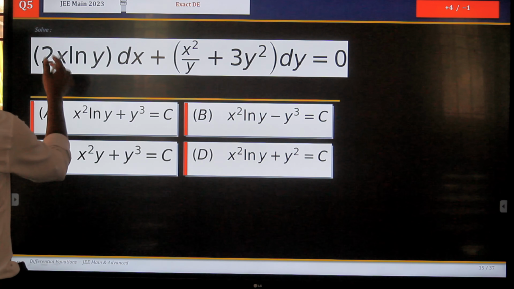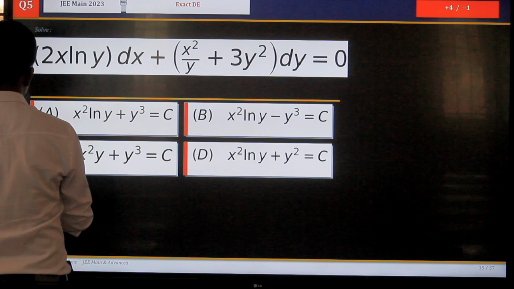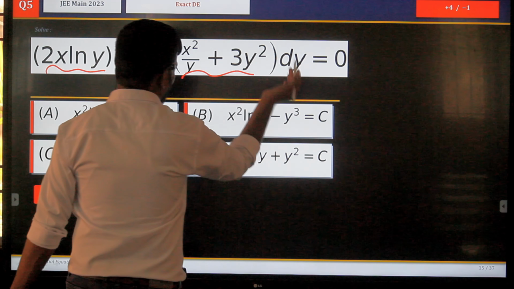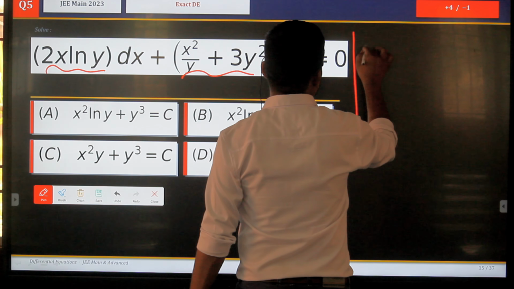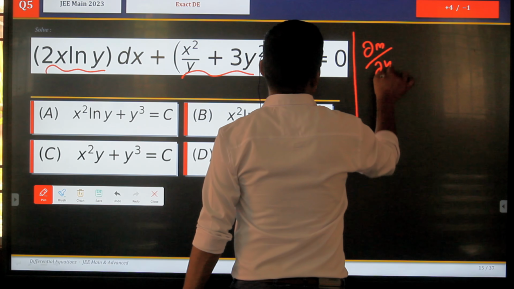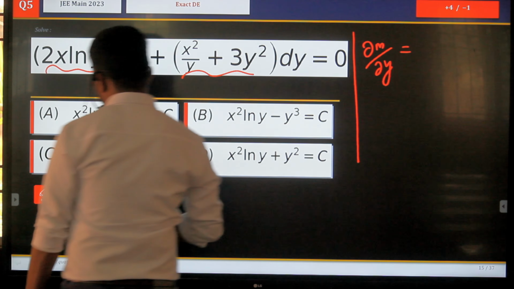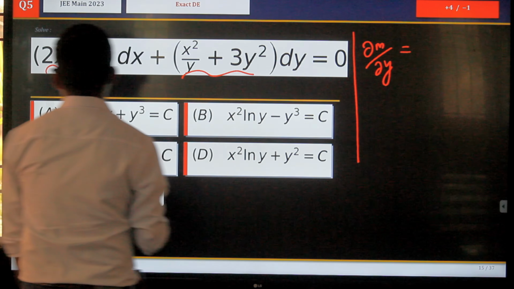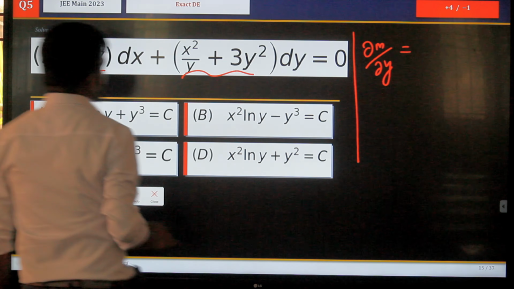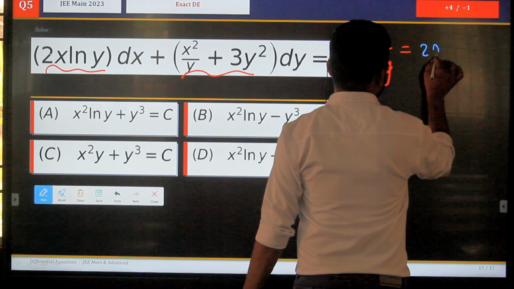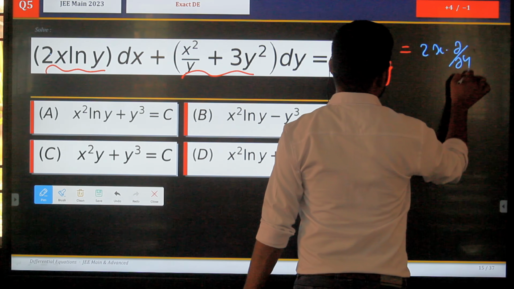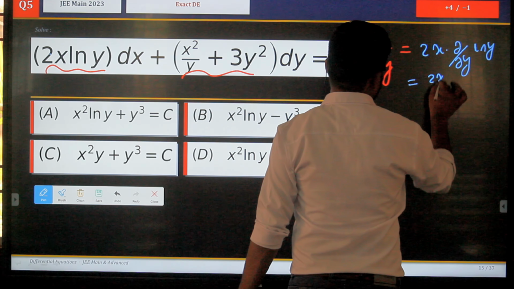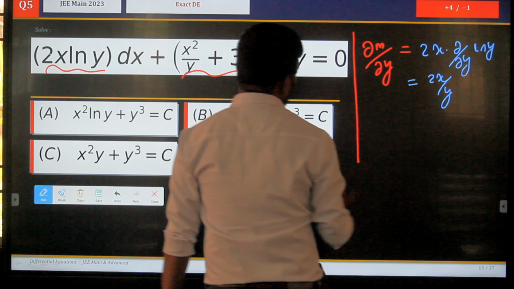Now in this differential equation, this is my M dx, this is my N dy. Let me calculate dou M by dou y. Dou M by dou y means derivative of M with respect to y, keeping x as constant. So 2 is constant, x is constant. So this becomes 2x times the derivative of log y. The derivative of log y is 1 by y. So this becomes 2x by y. Correct. This is my dou M by dou y.